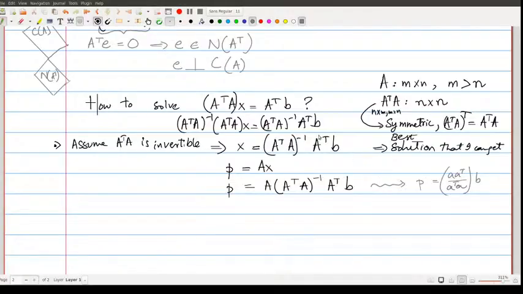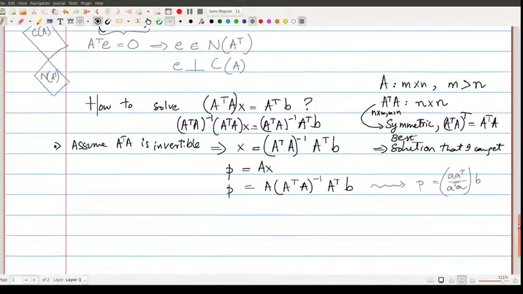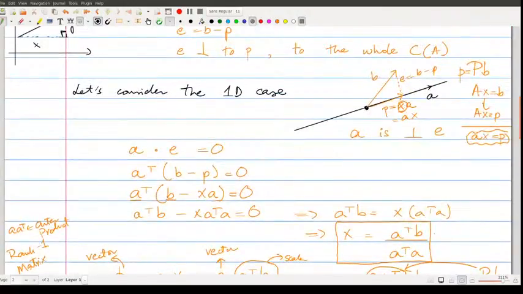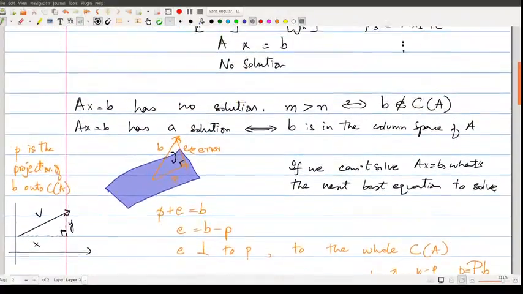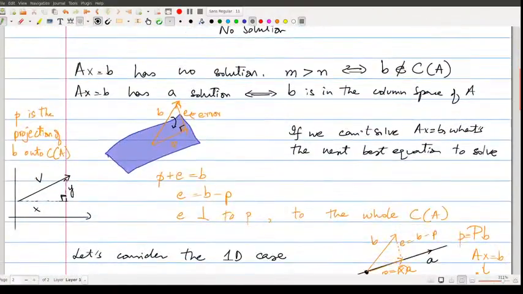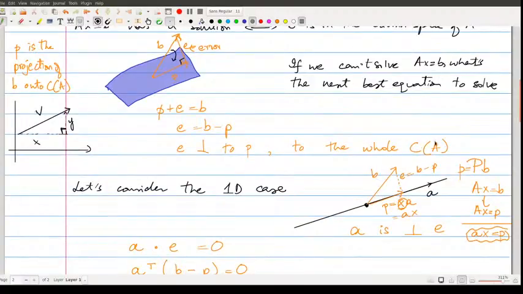Where is C? Faryal, your question about where is C, let me see if I mentioned any C. If you're talking about this notation here, let me read your question. So P is a projection of B onto C. It's not onto C, it's the column space of A. This is the column space of A. Okay, so that's what I'm talking about.